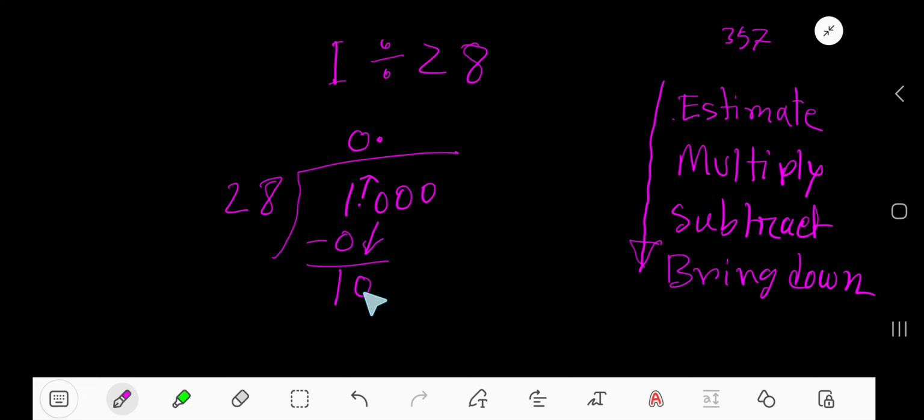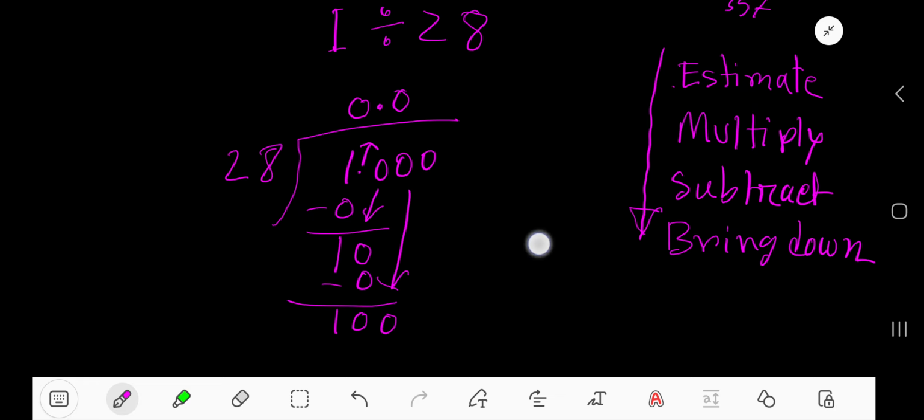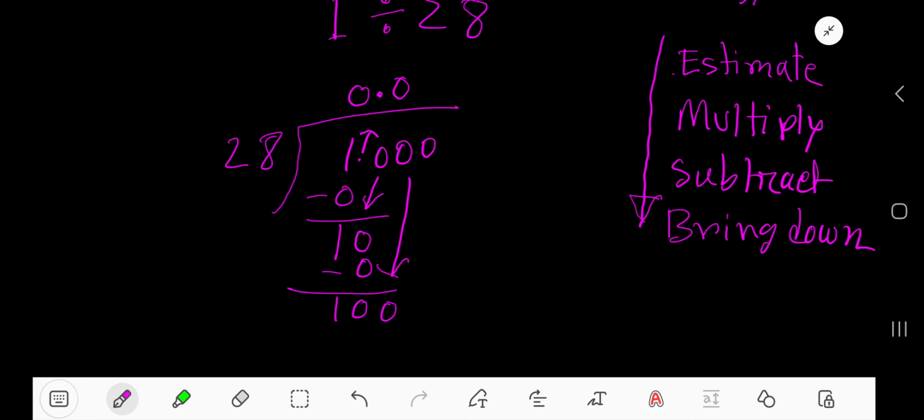28 goes into 10 how many times? 0 times. 0 times 28 is 0. If you subtract, then you are getting 10. Bring down the next 0. Now you have 100. 28 goes into 100 how many times?